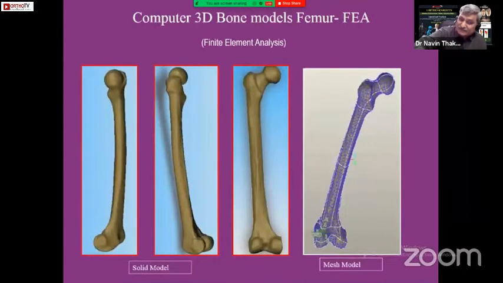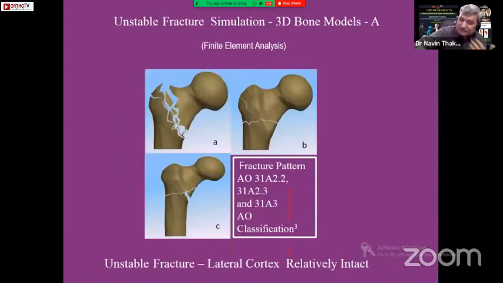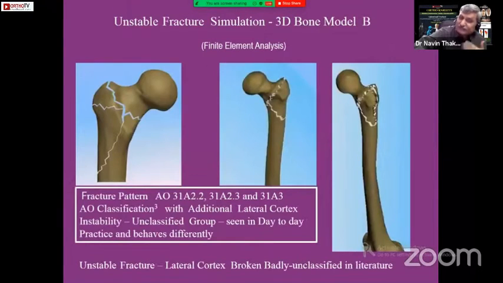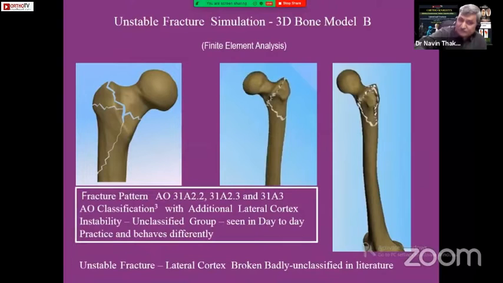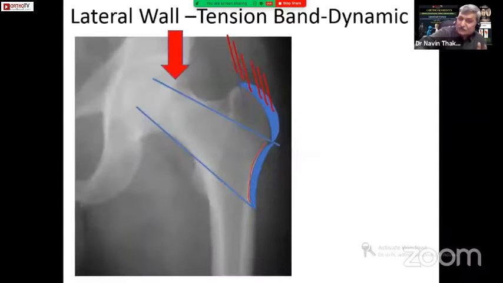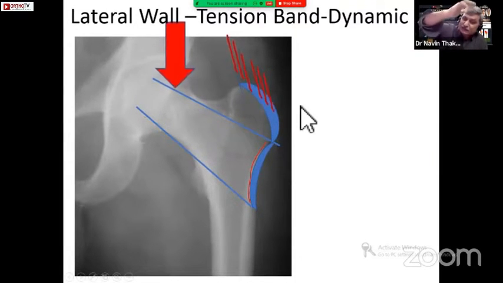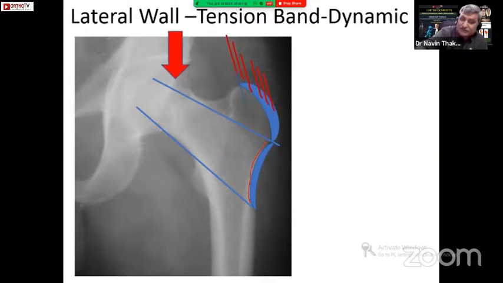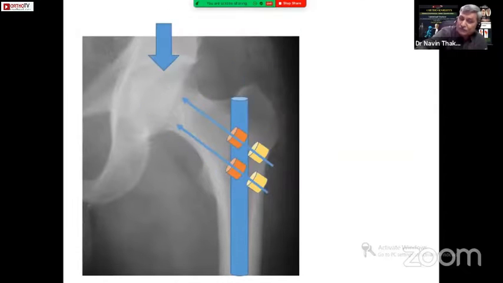So we did a CT scan study, and we made a model. This is the unstable fracture where the lateral cortex is relatively intact. Another where it was very badly comminuted. That is the problem area. The concept is, there is a continuous varus force, and there is a lateral band that is a dynamic force. The whole bony part and the abductor prevent the continuous varus force occurring as a cantilever on this junction. So that has to be restored, otherwise it will go into varus.